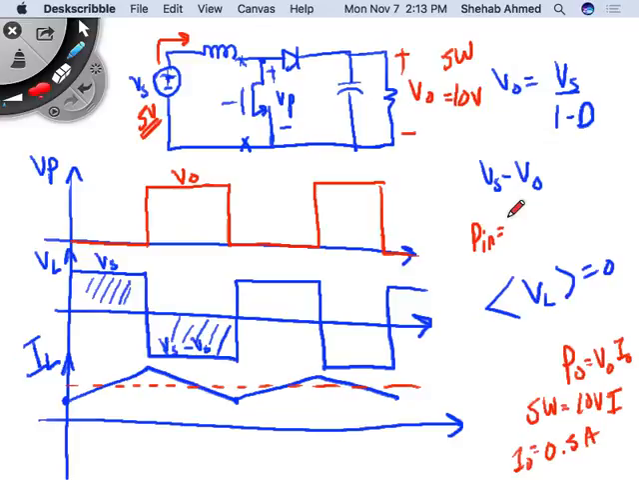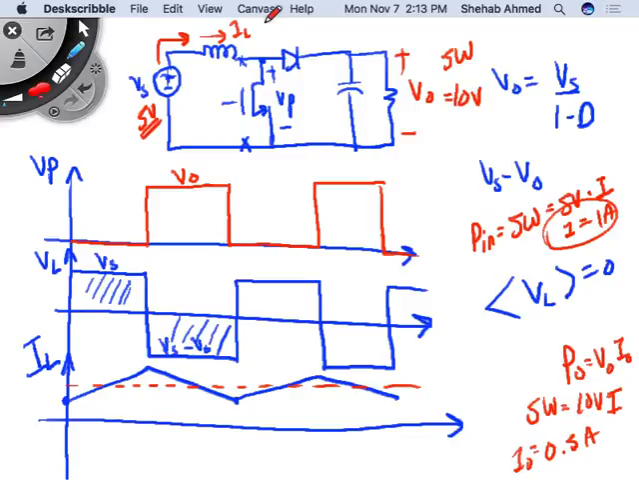If this circuit is lossless, a 100% efficient circuit, then the power at the input is 5 watts. And it's equal to 5 volts times current. What is the current? 1 amp. Right? So this is the average value of inductor current. So now you calculated the average value of inductor current.